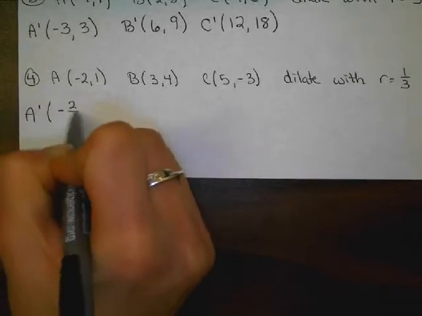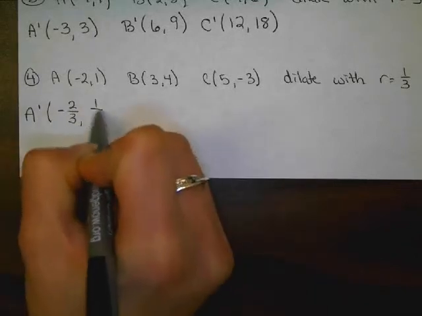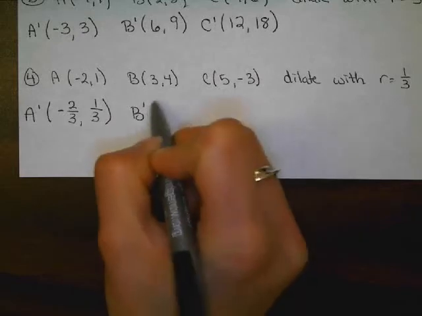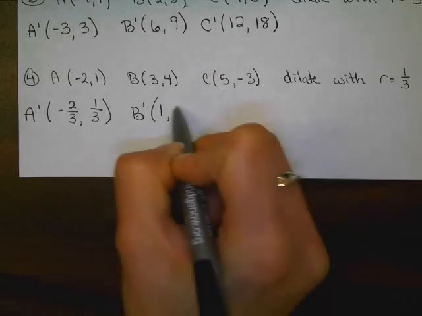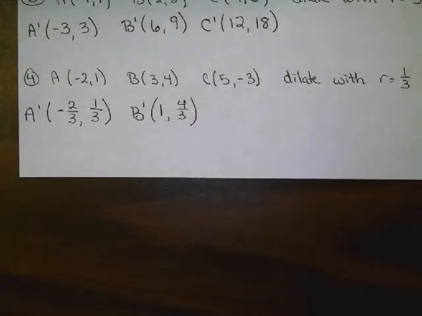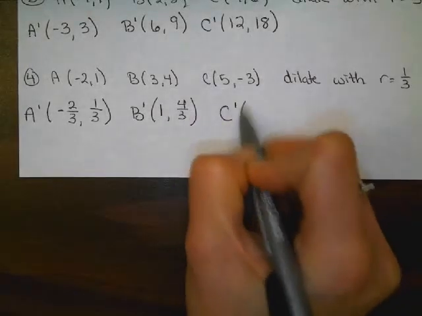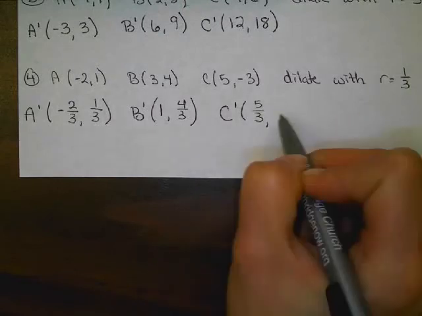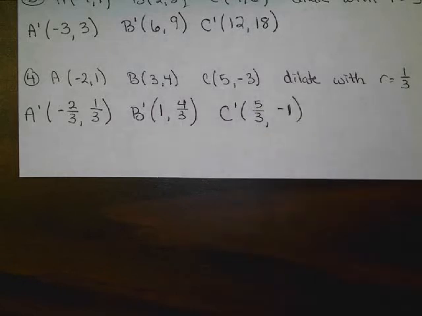So A prime becomes -2/3, and then 1 times 1/3 is just 1/3. B prime is going to be 3 times 1/3. 3 times 1/3 is 1, and then 4 times 1/3 is 4/3. And lastly, C prime, 5 times 1/3 is 5/3, and -3 times 1/3 is -1. So my image points, A prime is at -2/3, 1/3, B prime is at 1, 4/3, and C prime is at 5/3, -1. And that's how you can dilate different points or lengths of a segment.